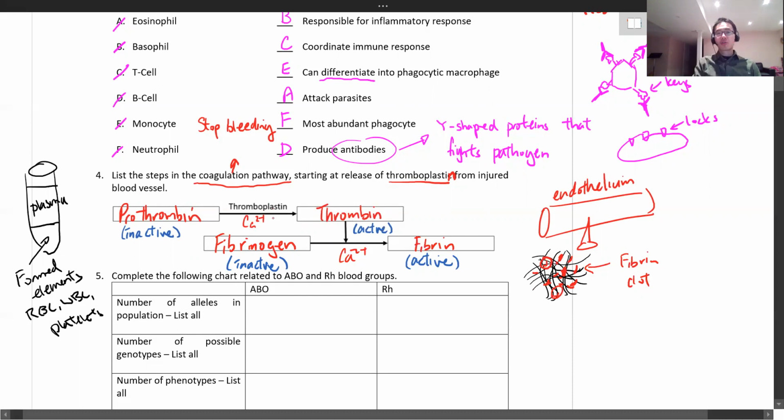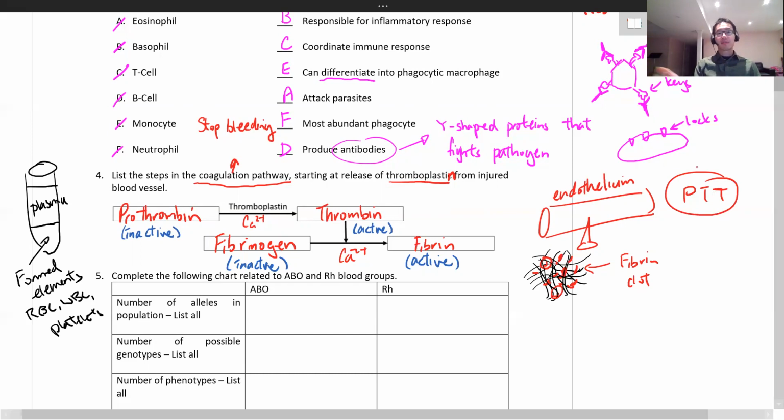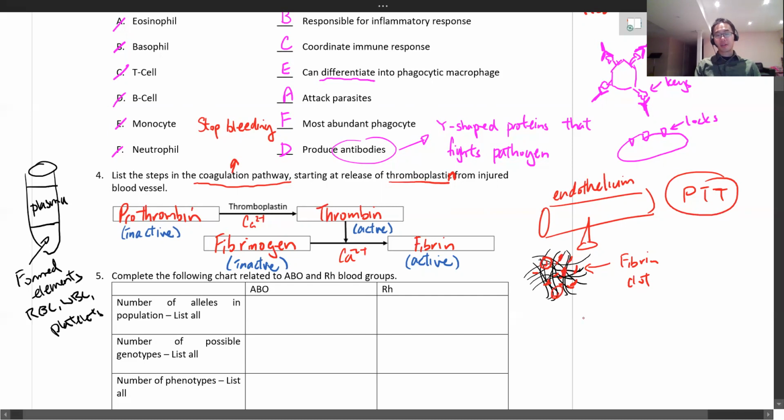So before surgery, they would do something called like PTT, right? Prothrombin test, to see how long it takes for your blood to clot. If it takes too long to clot, then they have to transfuse you with these clotting factors, so you don't bleed out during the surgery.